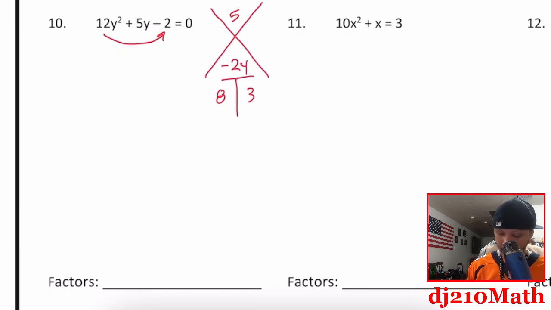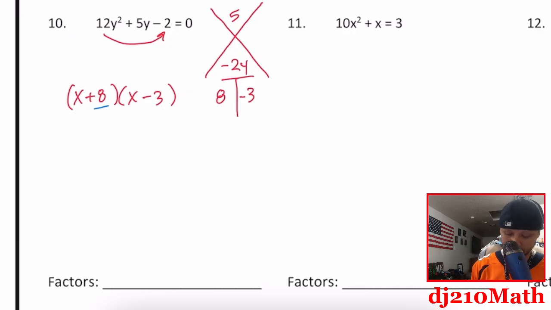So one of them has to be negative. The 5 is positive. So the small one. Right, 8 times -3 is -24. 8 plus -3 is +5. So then my factors are x plus 8, x minus 3. Remembering to divide out the a, which was 12. That's ugly.